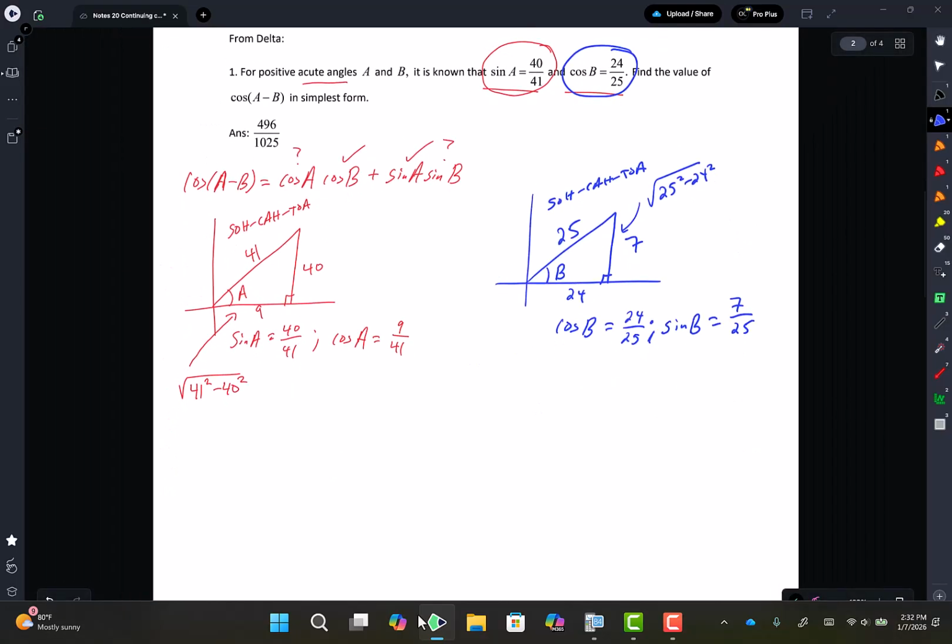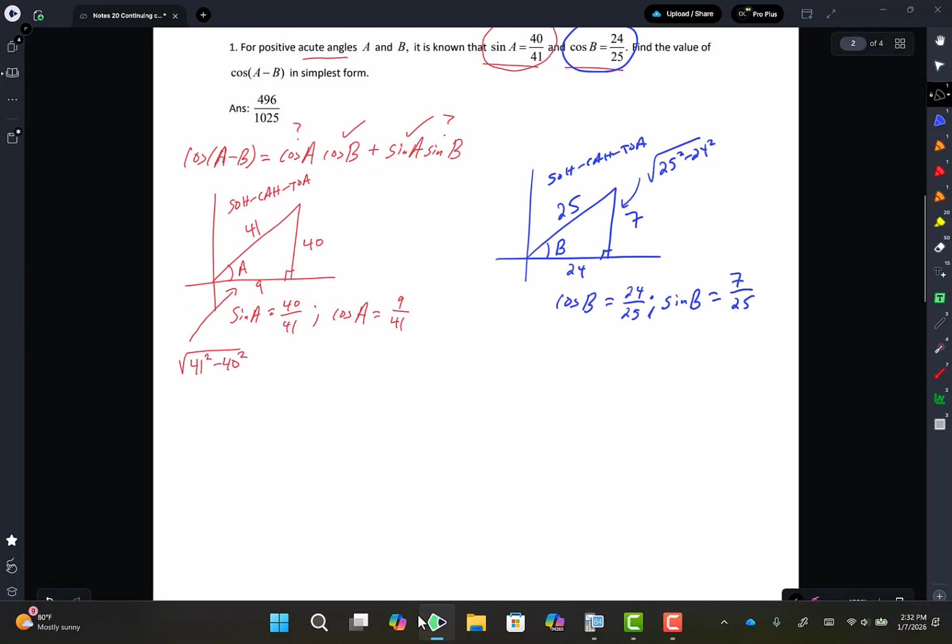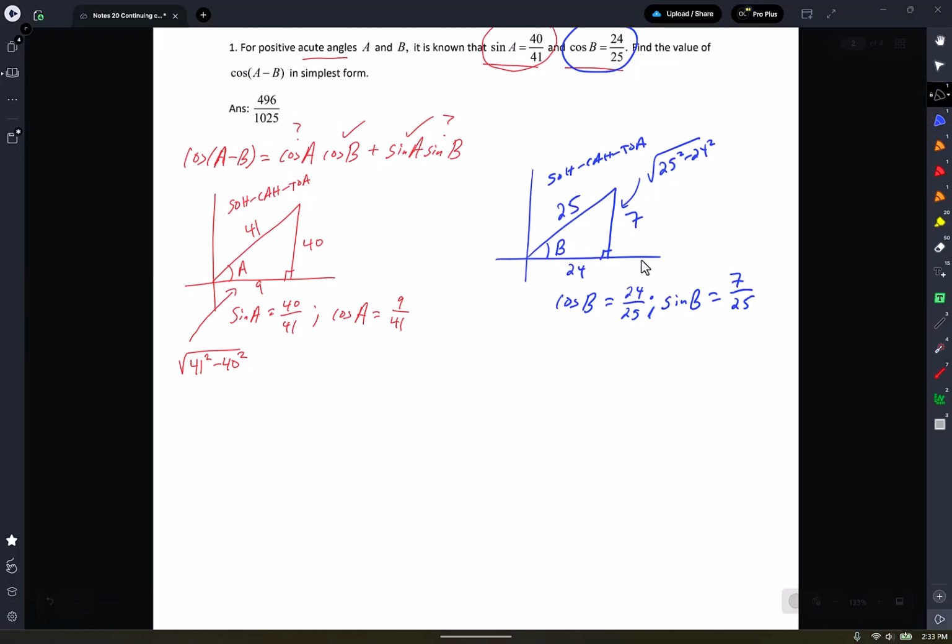All right, here we go, guys. How do we feel? Are we still okay? Here's what we wanted. So I'm going to write what I want. I want cosine of A minus B. I know that this is cosine A, cosine B, plus sine A, sine B.